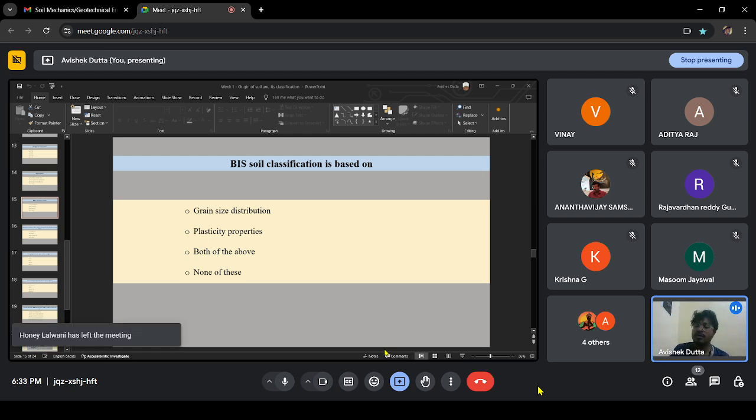I'll repeat the question once. BIS soil classification is based on grain size distribution, plasticity properties, both of the above, or none of these. Okay. I'll go to the next question.